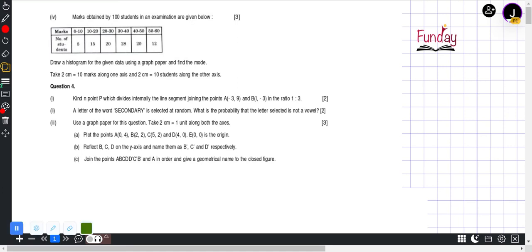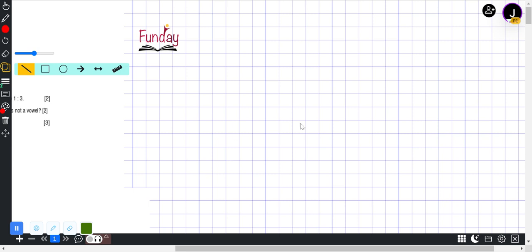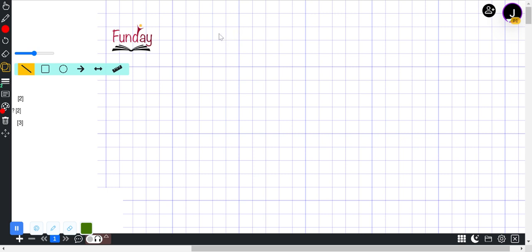Start recording. Okay. So we have question 3 that was remaining. We have to draw a histogram for the given data using a graph paper and find the mode. So we will draw the histogram. We will use graph paper here, and we have up to 28 on the y-axis and up to 60 on the x-axis. So we will take this. I think this should be enough.